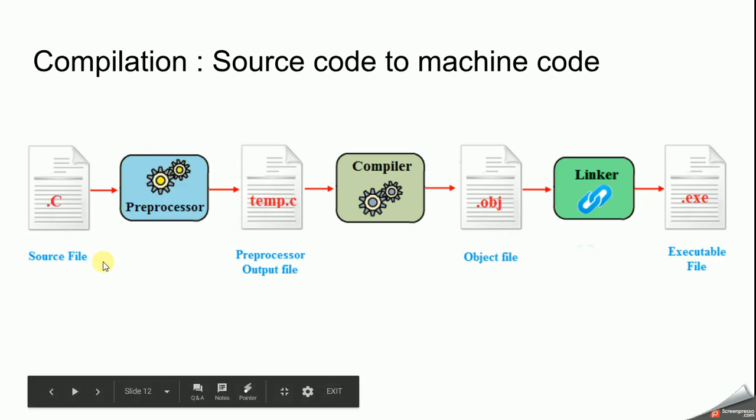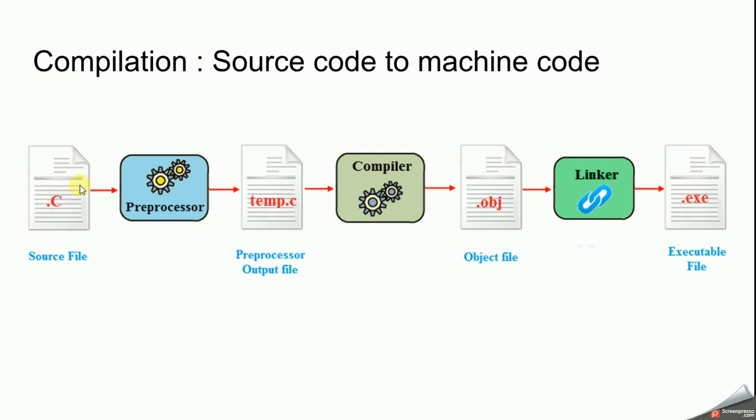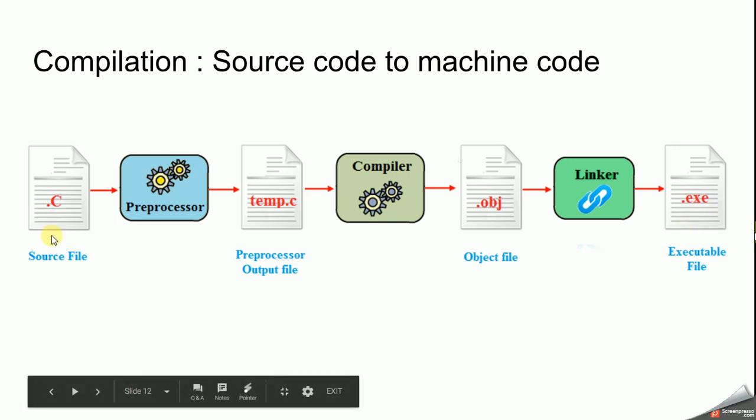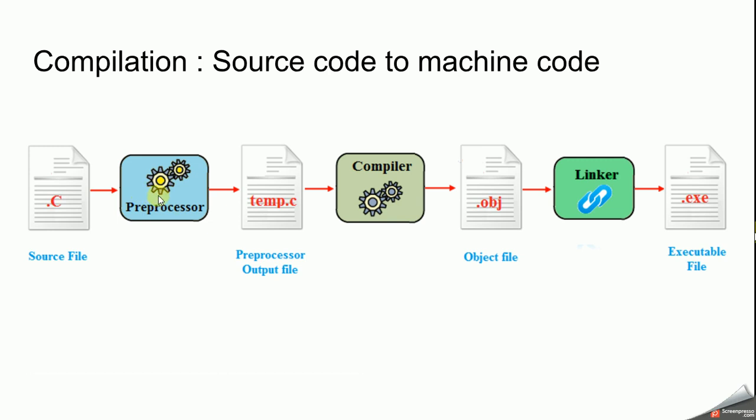So this is the full detailed method of conversion of source code into executable, that is machine code. See, source code will be provided to the preprocessor. I'll discuss what the preprocessor is later, this is not a proper time to discuss it. We'll start with the basic things. This is the intermediate file that will be given to the compiler. The compiler will again generate an intermediate file. Then there is a linker that will link all these modules, and an executable file will be generated.